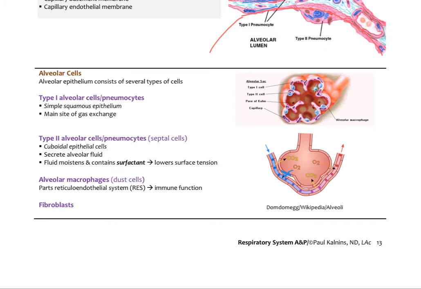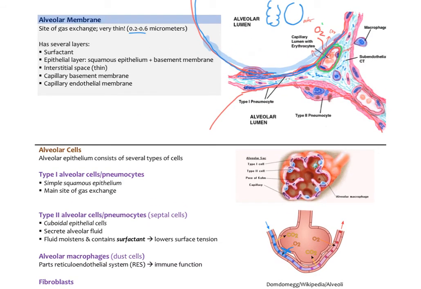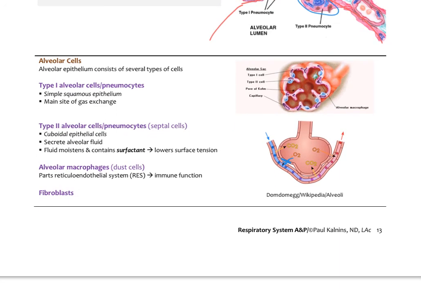There's another type of cell. It's a little thicker. And you can kind of see it in the pictures up here. This is the thicker cell here. That's called a type 2 pneumocyte, or a septal cell. These are more cuboidal epithelial, and they secrete surfactant. So this is what lowers that surface tension on the inside of the alveolar wall. So type 2 pneumocytes, the septal cells, secrete surfactant.